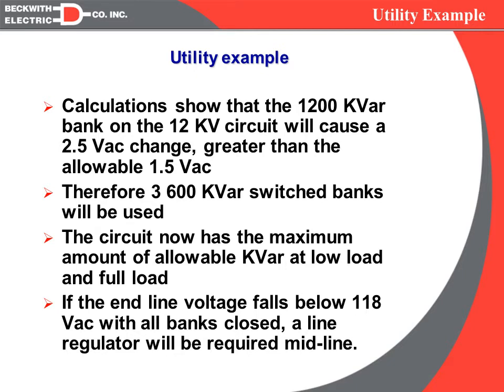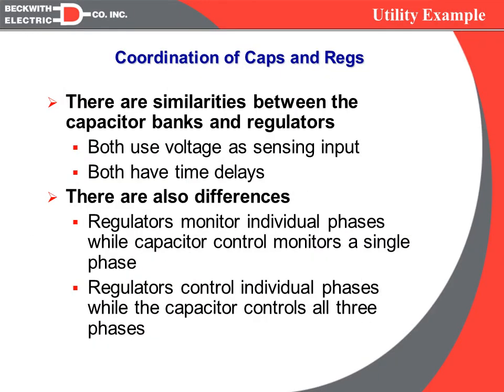So, with that in mind, we now have the number of banks, and we want to make sure that the settings are done in an appropriate mode. We've looked at our circuit. We've determined the maximum amount of allowable VARs at no load and at full load. We balanced them out. And now we have to coordinate between the cap banks we're adding and the existing LTC or feeder regulators, and line regulators if we have them.